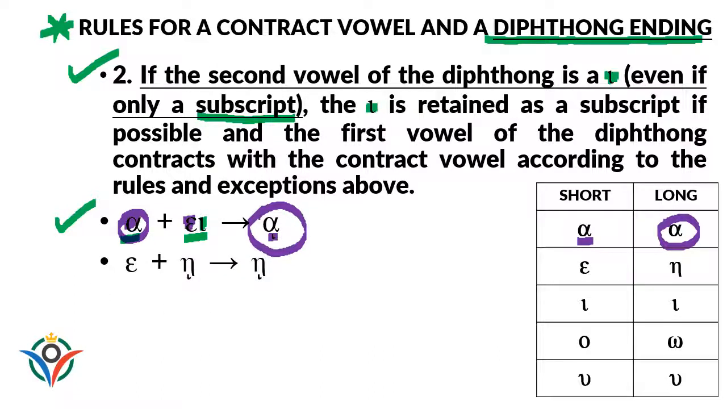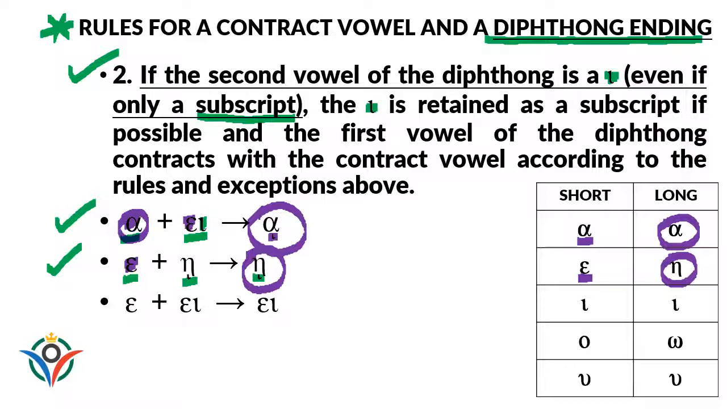Look at the second example with me. Here we have epsilon, the contract vowel, plus the diphthong, which is eta with a subscript already. So we're just going to keep that subscript here. And the contract vowel is going to prevail in its longest form. So we have an epsilon which is short, and its longest form is the eta. So that's why we end up with the eta and the iota subscript.